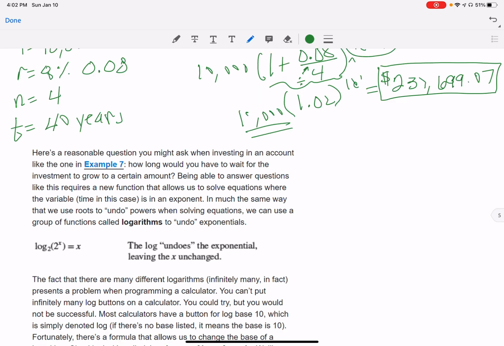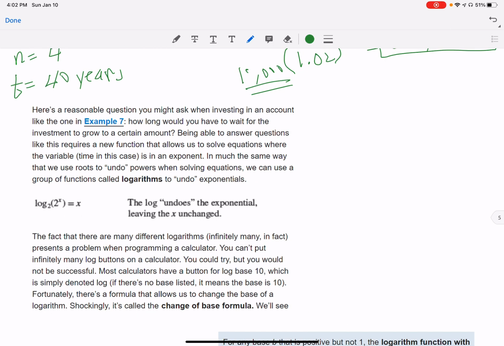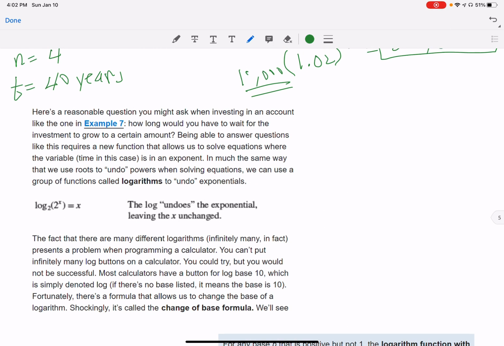Okay, so a log is what we're going to use to undo the exponents. And once again, this will make sense once we get into the example. Here's a small example. Log base 2 of 2 to the x power equals x, because pretty much those cancel out. The log undoes the exponential, leaving the x unchanged.